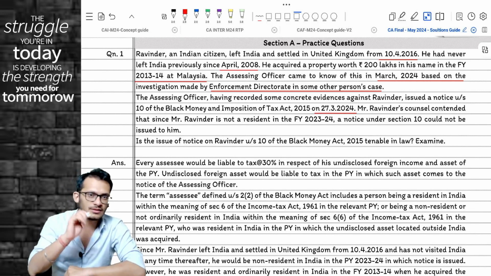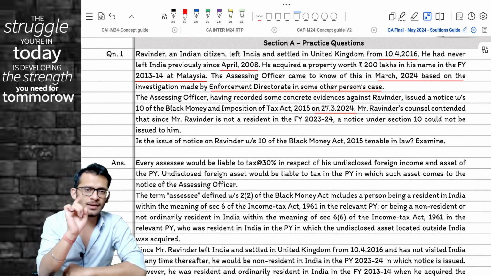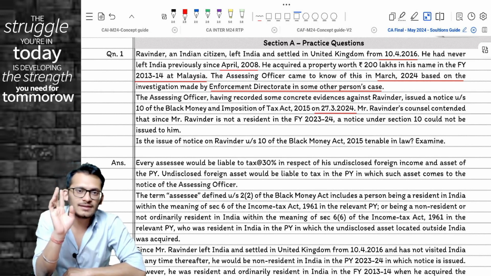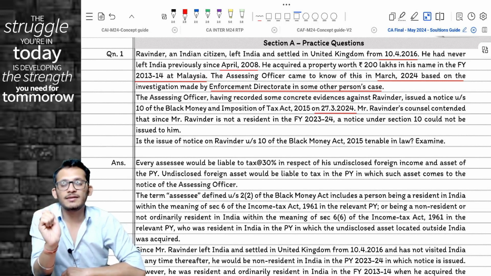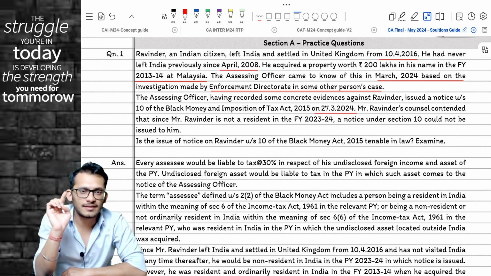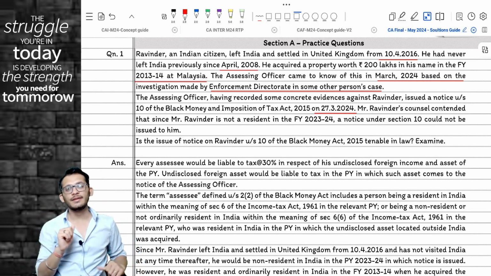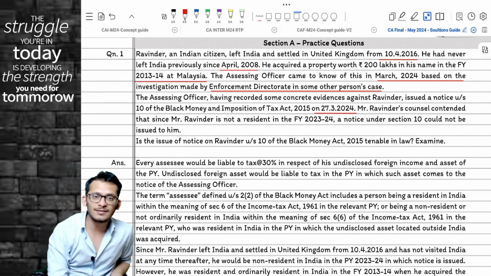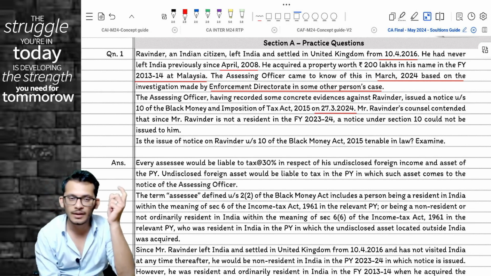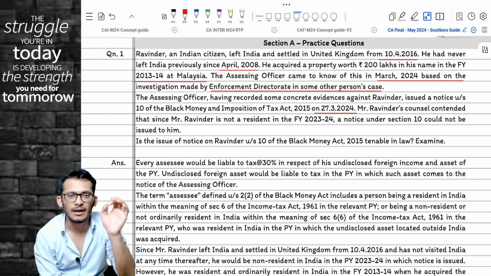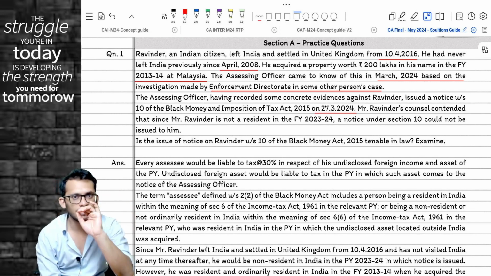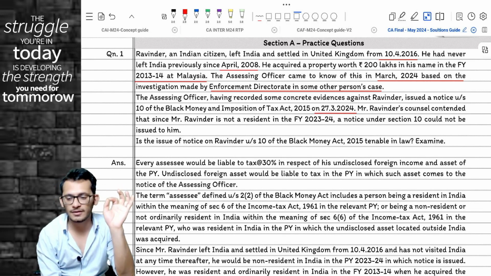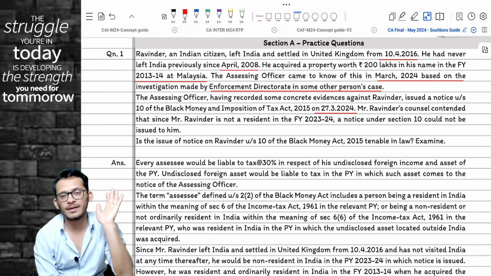Like I told, the first important thing for you to know is that when it comes to the definition of assessee, when it comes to the Black Money Act, assessee means a resident. But assessee also means a non-resident who has acquired undisclosed assets in the year in which he was a resident. In our scenario, Ravinder, although in the current year is a non-resident, has been a resident in the year in which he acquired the asset, which was financial year 13-14. And therefore, he will still be called an assessee for the purpose of that asset. The notice which is issued by the assessing officer is perfectly valid and there will be no disputes around it.